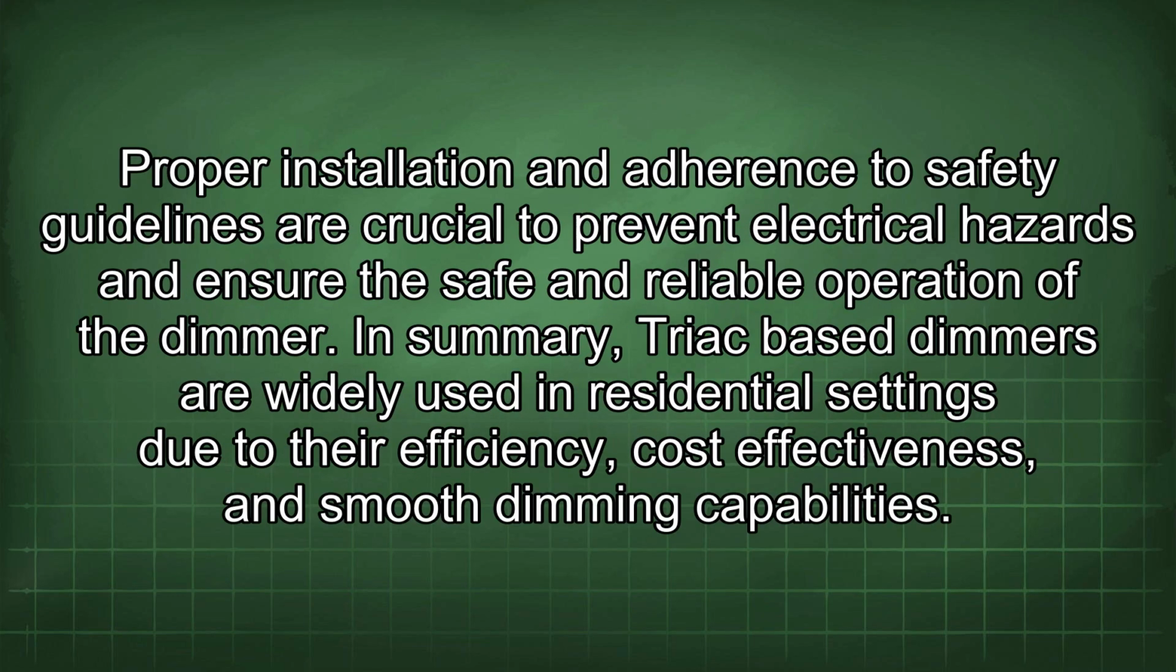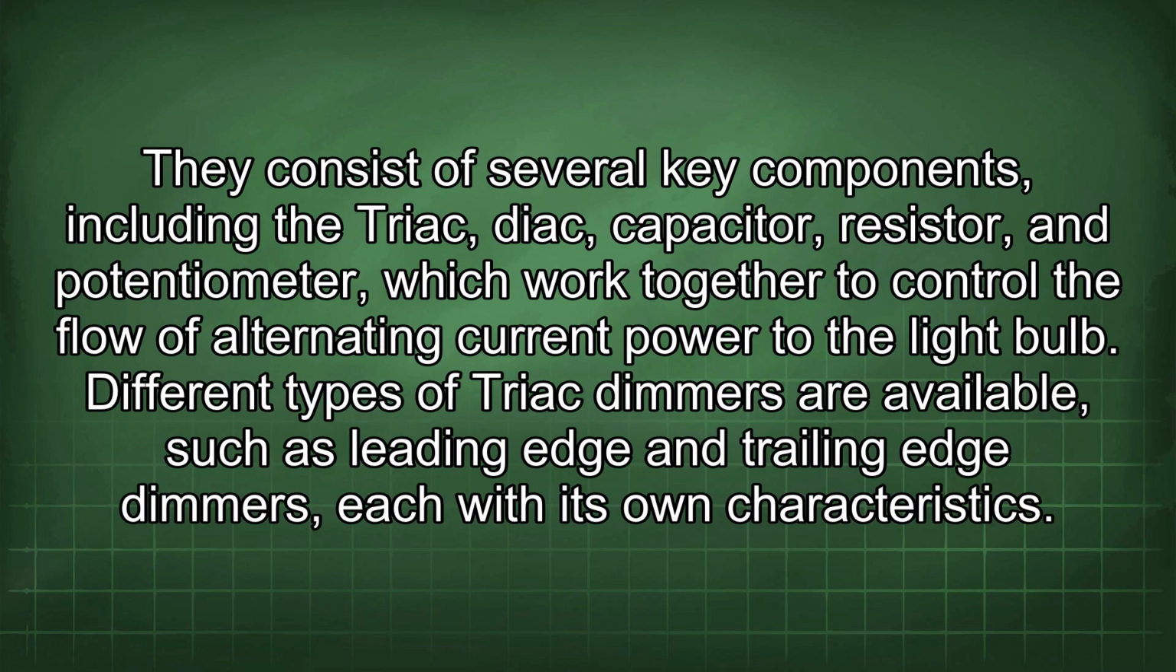Proper installation and adherence to safety guidelines are crucial to prevent electrical hazards and ensure the safe and reliable operation of the dimmer. In summary, triac-based dimmers are widely used in residential settings due to their efficiency, cost-effectiveness, and smooth dimming capabilities. They consist of several key components, including the triac, diac, capacitor, resistor, and potentiometer, which work together to control the flow of alternating current power to the light bulb.